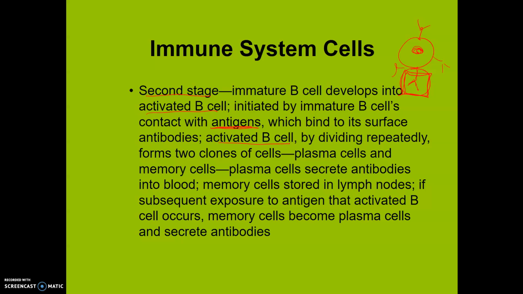What happens then is the B cells that are activated to identify this thing start dividing to make two clones: plasma cells that are going to make antibodies to do that antibody-antigen complex thing, and memory B cells. Memory B cells are stored in lymph nodes, and these are where we have our active immunity. We'll pick up again in the next video.